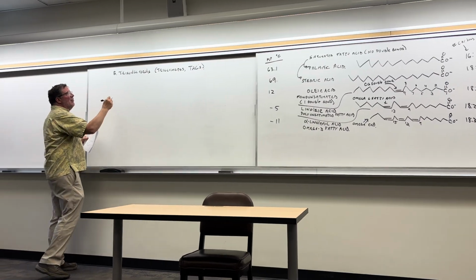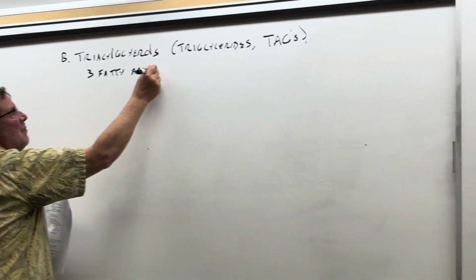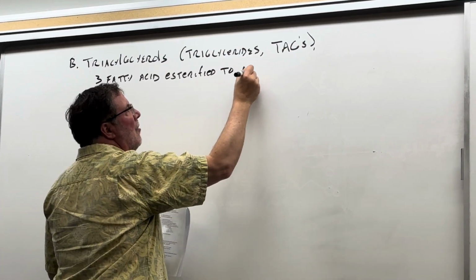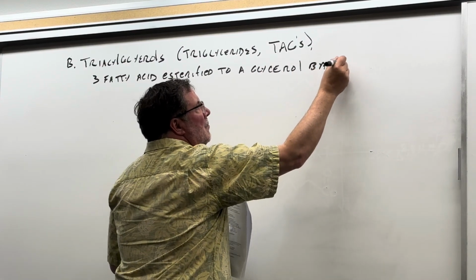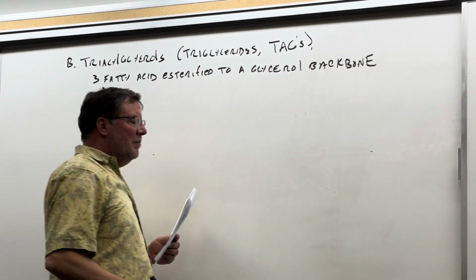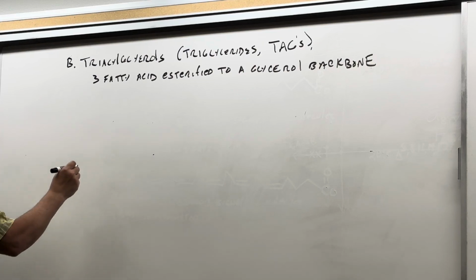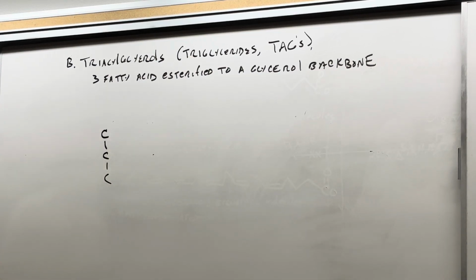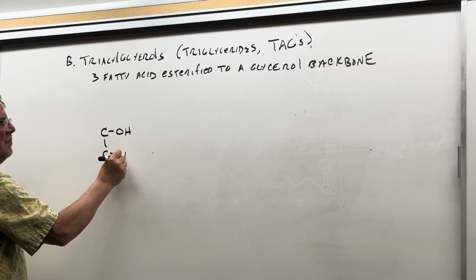And so what this is, 3 fatty acids esterified to a glycerol backbone. All right, so how does that work? Well, first of all, let's do the glycerol. So the glycerol, what's its official name? 1,2,3 propane triol, I guess. A 3 carbon molecule with 3 alcohols coming off of it.